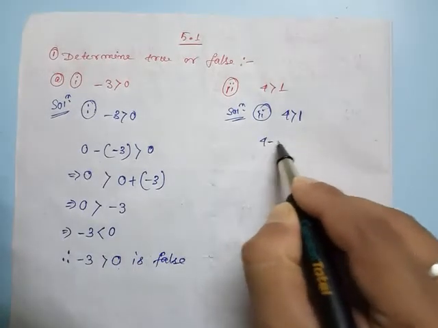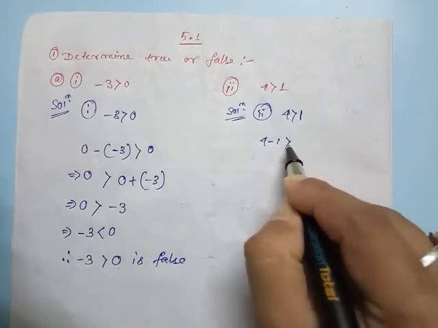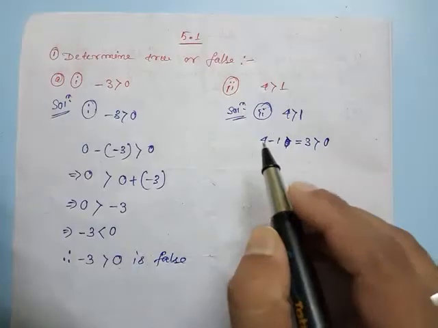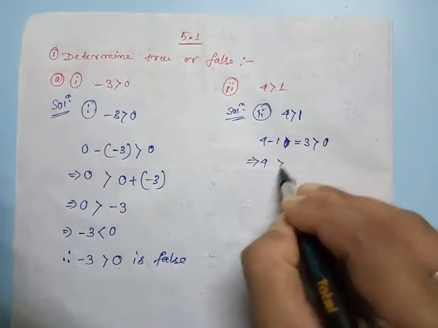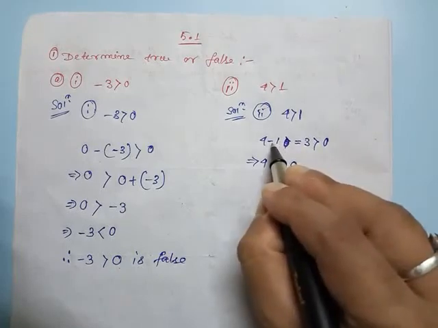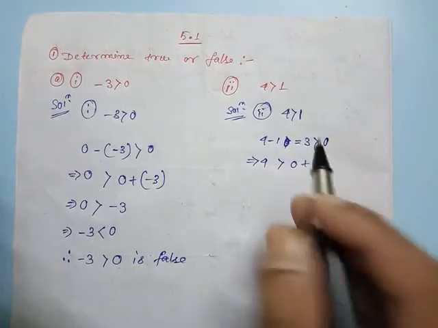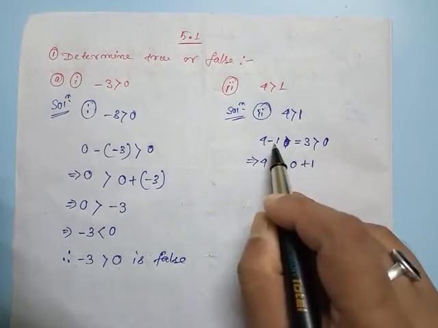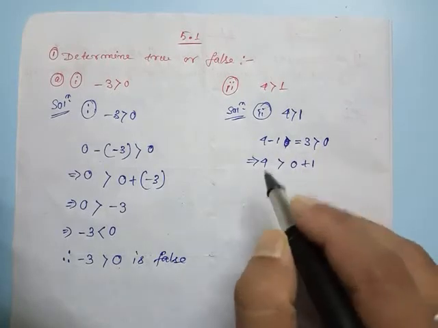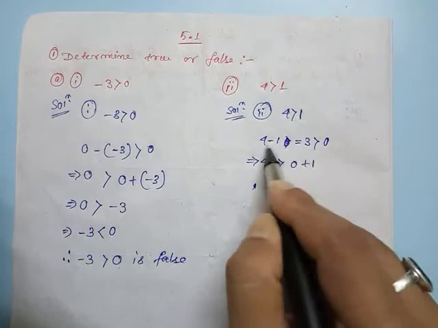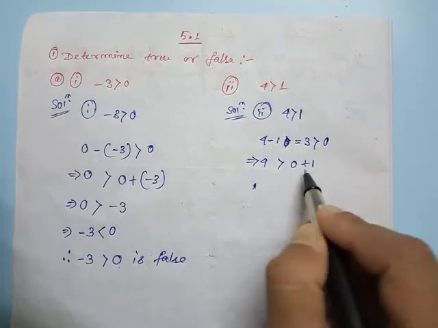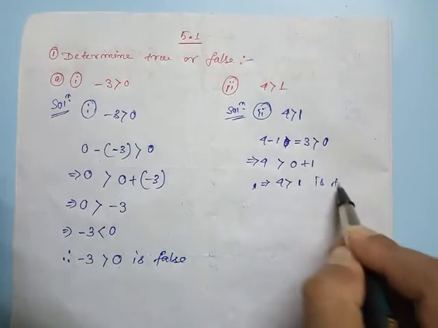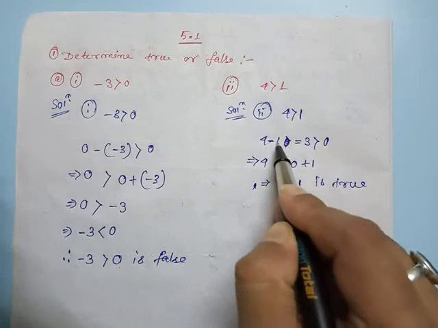After that we will write 4 minus 1 bigger than 0. 4 minus 1 is how much? 4 minus 1 is 3, and 3 is bigger than 0. Now in the next step, if I write 4 here, then 0 is there, and if I take 1 to that side it becomes plus 1, so 4 bigger than 0 is already there. Changing the minus 1 to that side becomes plus 1, that is 4 minus 1 bigger than 0. So here we can write that 4 bigger than 1 is true, because 4 minus 1 bigger than 0.